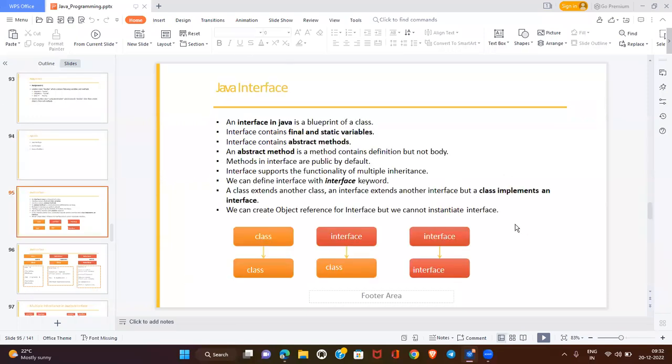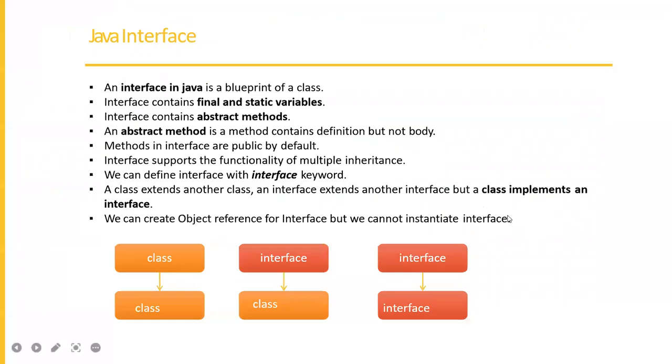Now today we go for interface. It is very important. So what is an interface? An interface in Java is a blueprint of a class. Basically, it is one of the blueprints of the class. As we declare a class, the same way we can define an interface.